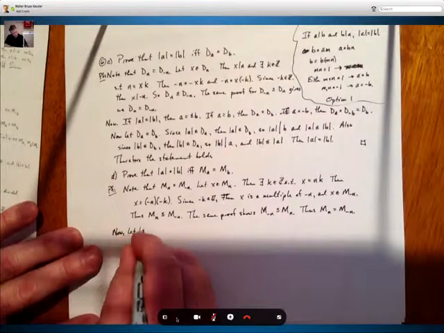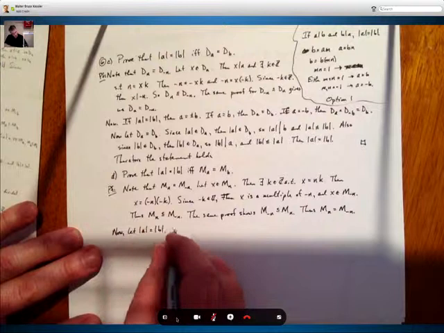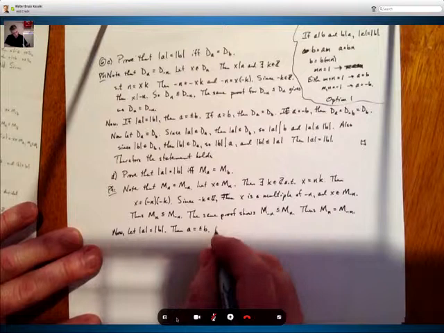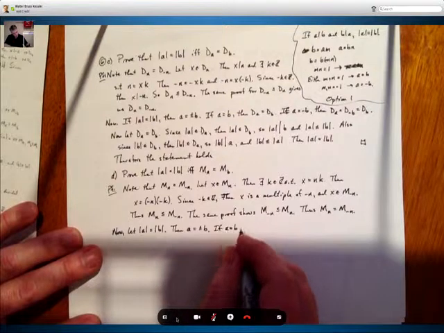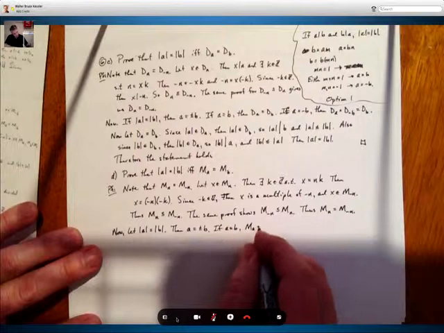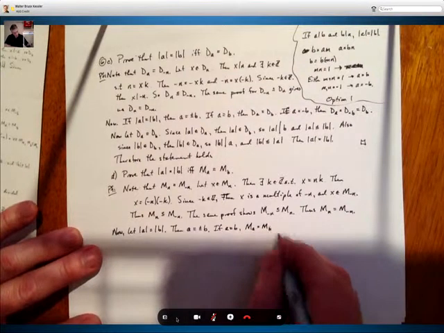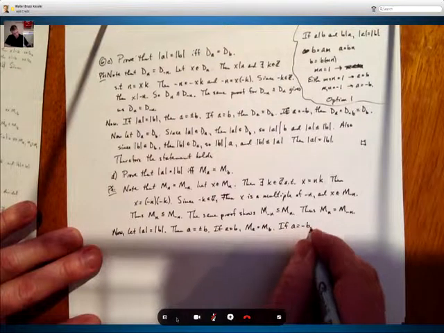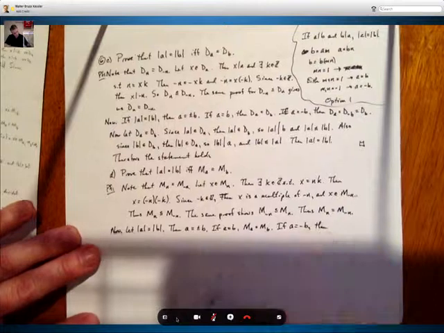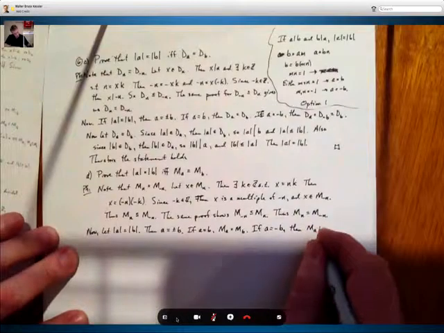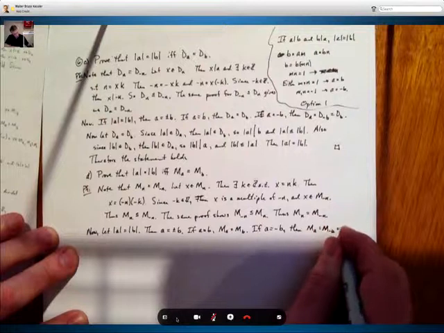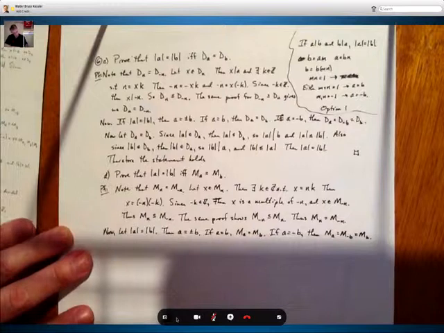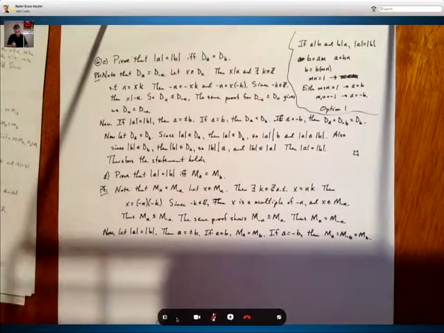So now, let's go to our proof. Let the absolute value of a equal the absolute value of b. Then a is plus or minus b. If they're equal, we have nothing really to show. If a equals negative b, then M of a equals M of negative b, which is M of b.